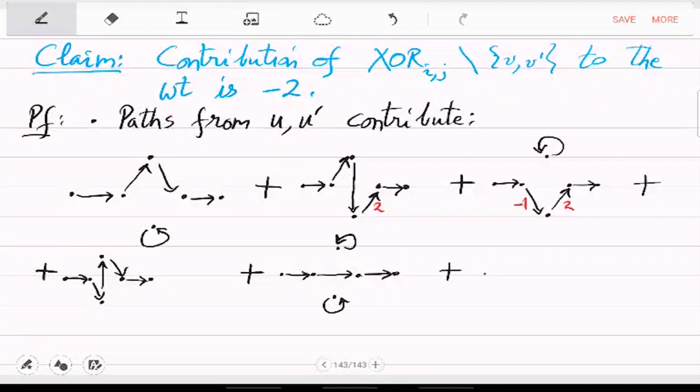And finally, this, and let me correct the weights. Weights are all 1 except these which I'm writing.